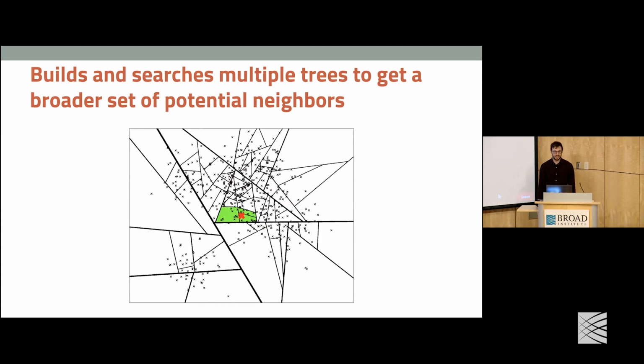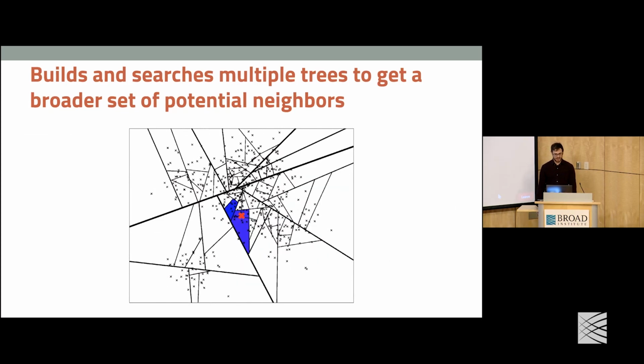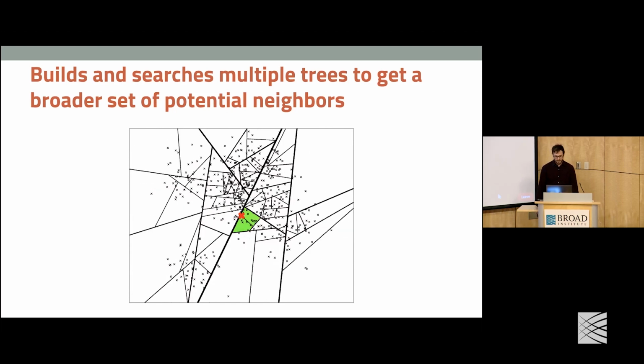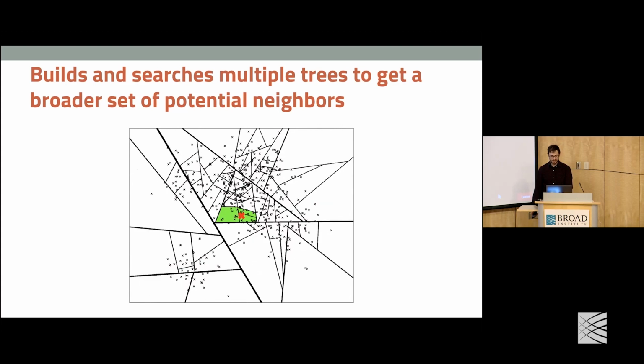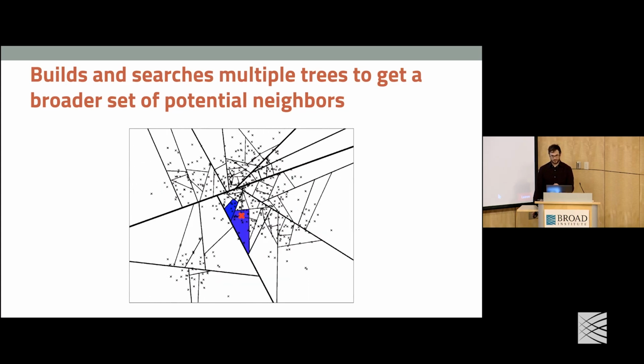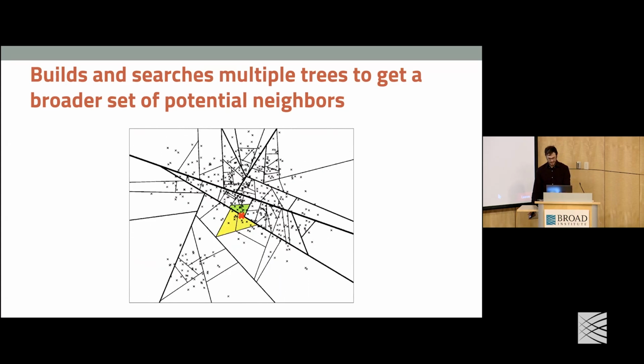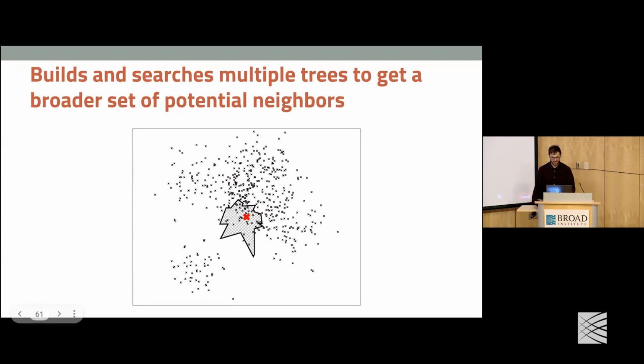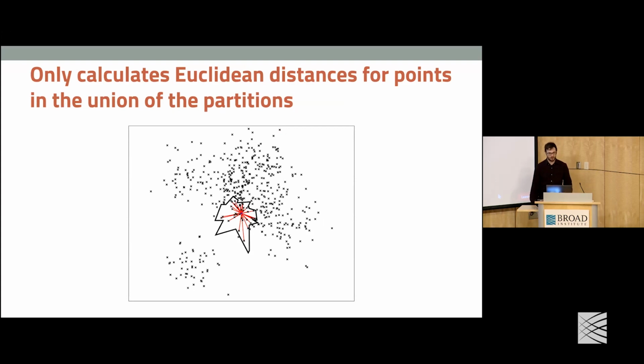What it does in practice is it builds multiple trees at the same time. And with each one, it can search the query in log n time, which is really good. And so it ultimately takes the union of the possible nearest neighbors from the leaves that ended up with the query across those different partitions. So it kind of looks like this. And now here are a bunch of candidate nearest neighbors, and it only computes Euclidean distance between those rather than between all of the points. And that gets you a pretty good speed up.